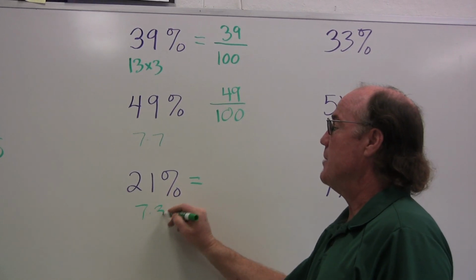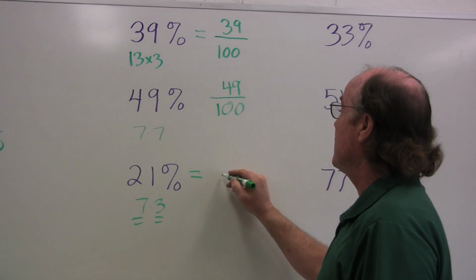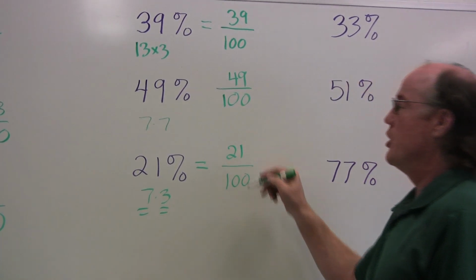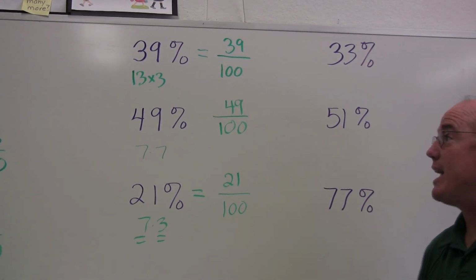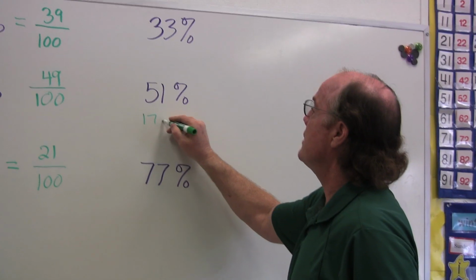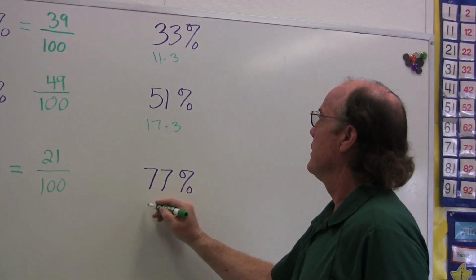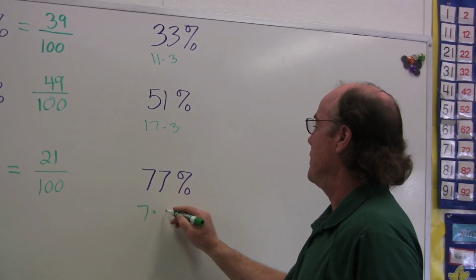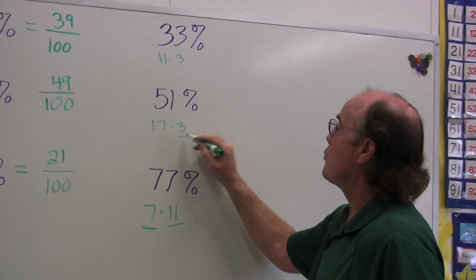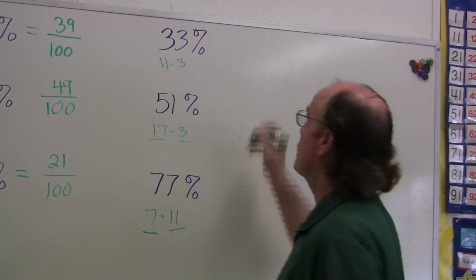21 is 7 times 3. Both of those numbers, once again, cannot go into 100 evenly, so there's the final fraction. And then these are the same thing. This is 17 times 3, 11 times 3, and 7 times 11. 7, 11, 3, 17. None of those can go into 100.